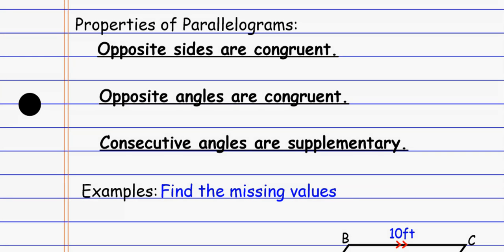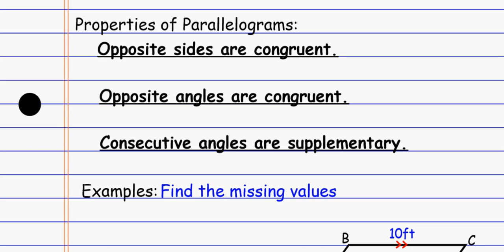All right, so these are the properties of a parallelogram. The definition of a parallelogram is that the opposite sides are parallel. But if we have a parallelogram, then we also know some special things about the opposite sides, which is that they're congruent. We know that the opposite angles are congruent, and then we know consecutive angles are supplementary, meaning that they add up to 180 degrees, okay?